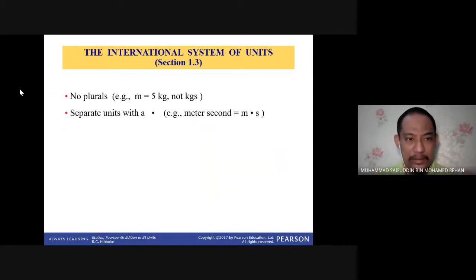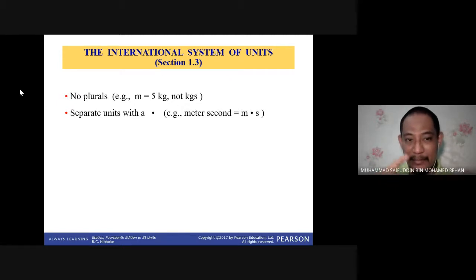Now, this is again some basic things, but hopefully none of you make a mistake like this, right? There's no such thing as plural. There's no such thing as 1 kilogram, 5 kilograms. It doesn't exist like that. And we separate the unit with a dot. So this is important. The way you write has to actually convey the correct meaning.